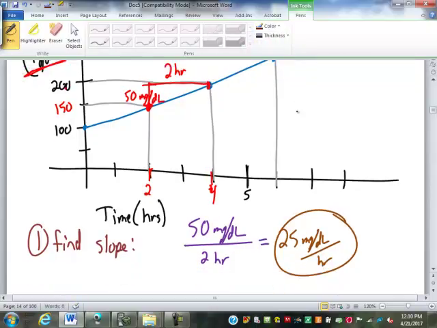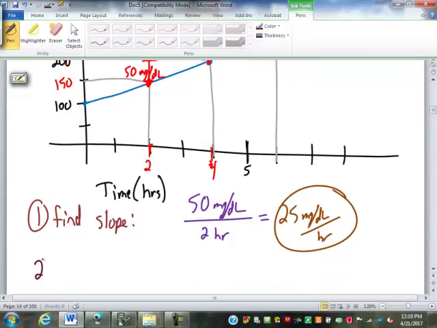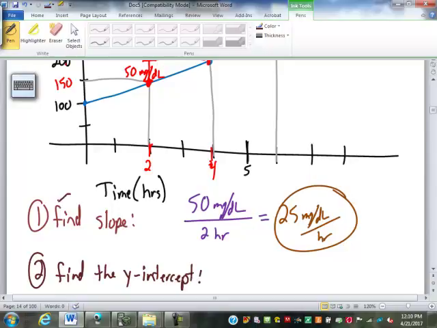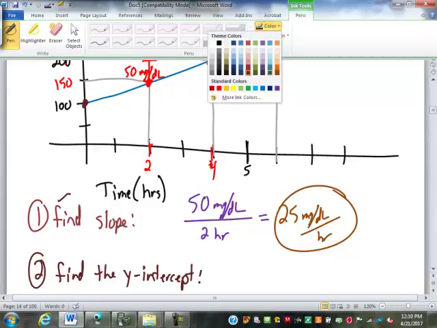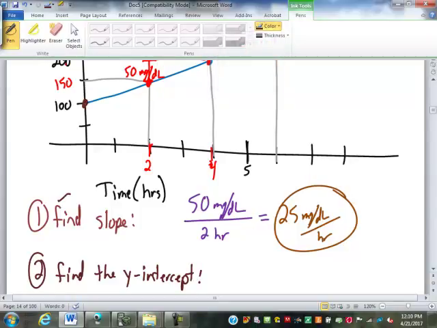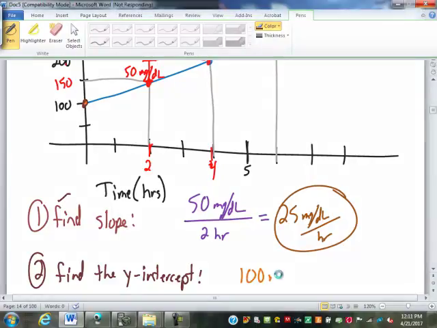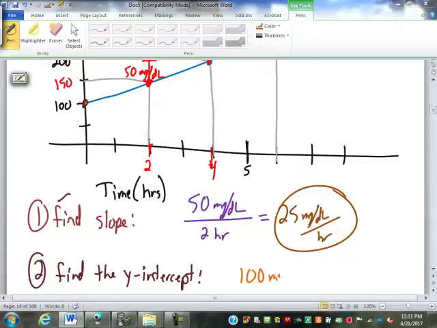The second thing I would ask you for, find the y-intercept. Well, this one's pretty simple. All we have to do is look up here, and we see that it intersects the y-axis at 100. So 100 milligrams per deciliter is our y-intercept.